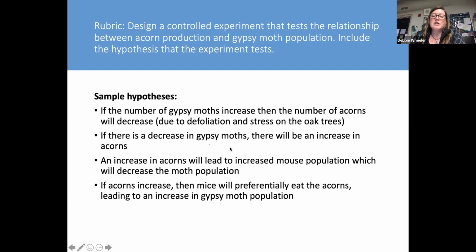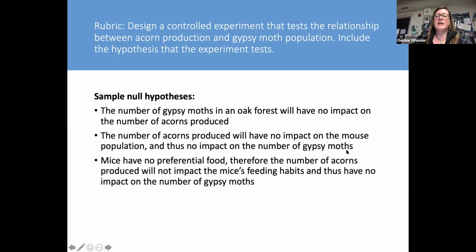You could have said, if there's a decrease in gypsy moths, there will be an increase in acorns. You may have said an increase in acorns will lead to increased mouse populations, and that decreases the moth population. Or if acorns increase, then the mice will preferentially eat acorns, and that will cause an increase in gypsy moths since they're not going to be feeding on them. So again, just important that you have a direction both for your independent variable and your dependent variable. I don't see null hypotheses written very often, but it is possible you say there is no impact. So you can have multiple statements that discuss no impact on acorns and gypsy moths.